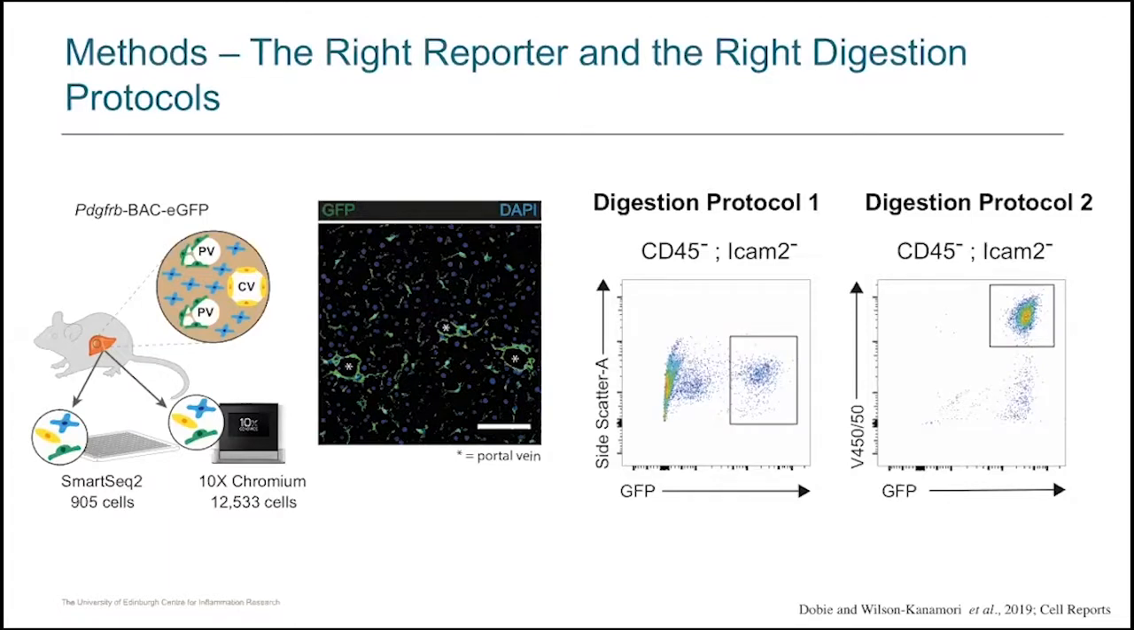For this study, we used the PDGFRB BAC-EGFP reporter, which faithfully labels cells which are actively expressing the pan-mesenchymal cell marker, platelet-derived growth factor receptor beta. In the end, we actually settled on two digestion protocols and gating strategies for cell sorting. One was based on the 2015 Mederacke Nature Methods perfusion protocol, and it was used to enrich for stellates. And another was a lab-optimized protocol enriched for fibroblasts and VSMCs. During this presentation, I will focus on the data from the samples processed through the 10x Genomics single-cell RNA sequencing workflow.